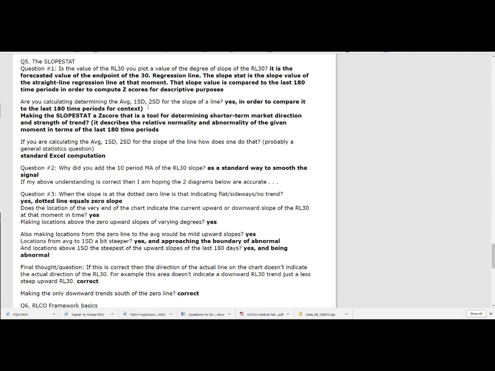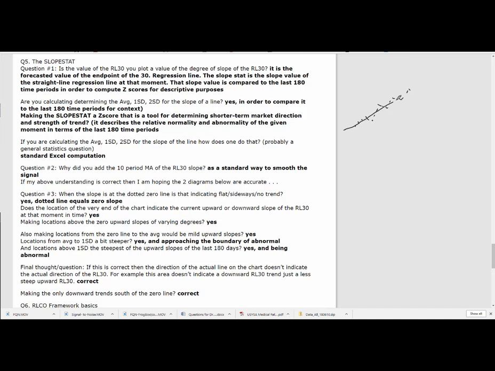Slope stat. This was a technical one. Is it the value of the RL30? You plot a value for the degree of the slope? Not quite. So the way the regression line works is this. You have some mix of data.